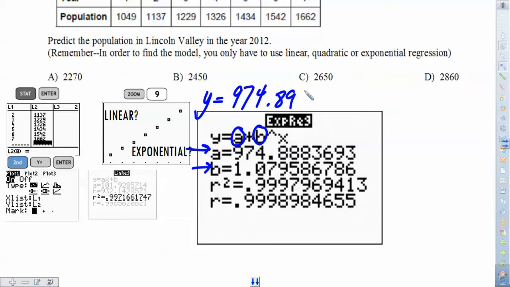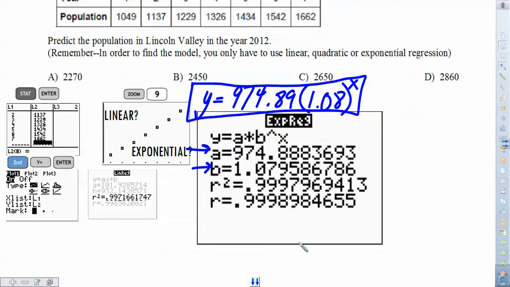974.89. And then we'll multiply that times b. Kind of looks like a plus sign with my circles there. Let's erase that. Times b. And b here, that base value of our exponential function here, is 1.0. Let's call it 1.08. And let's raise that to the x. There we go. You take it this far, I'm happy.